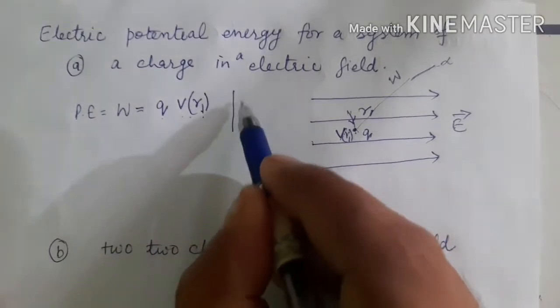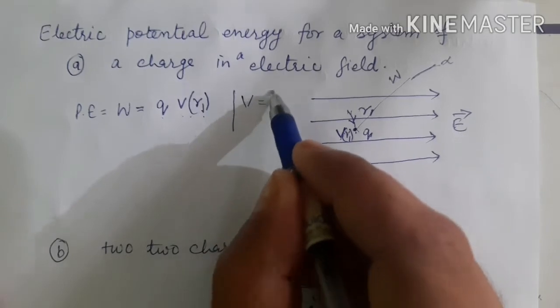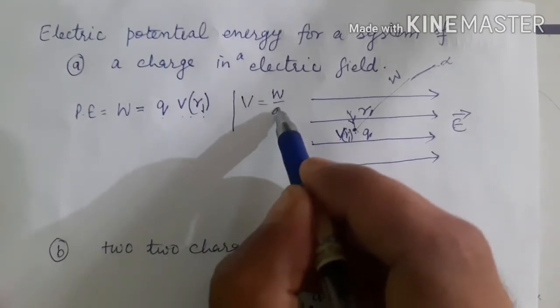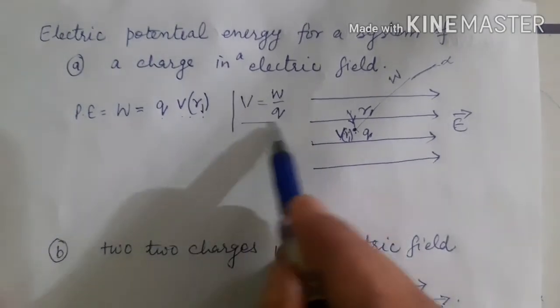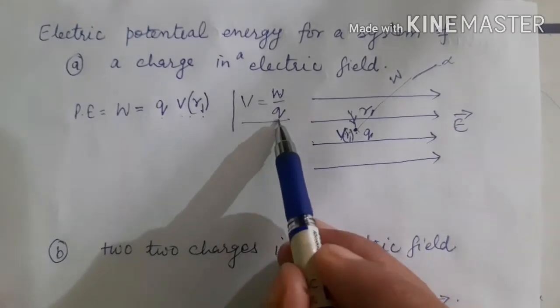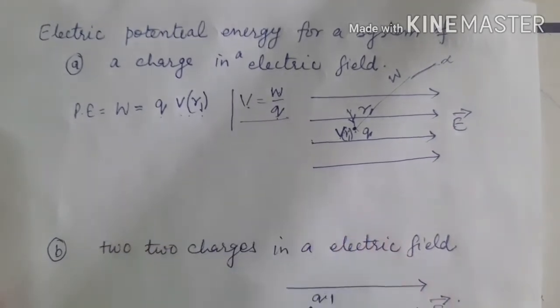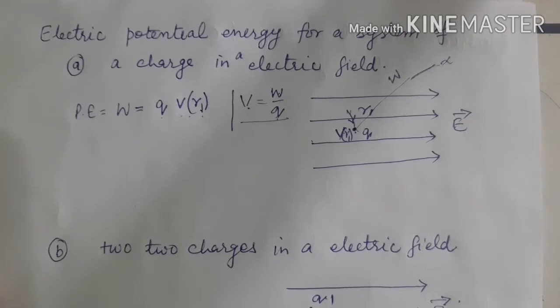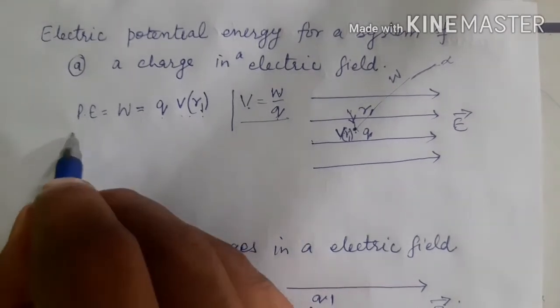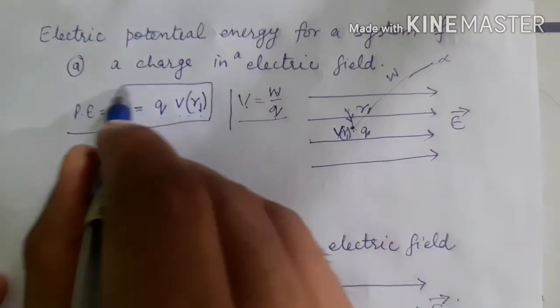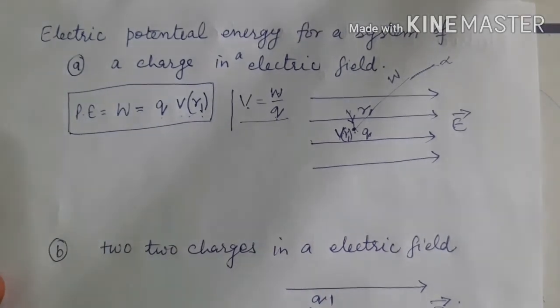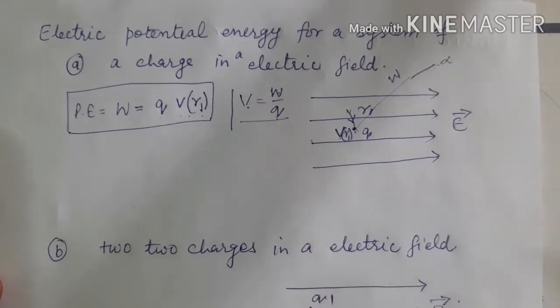We know that the potential is the amount of work done per unit charge. So from here, the work done will be equal to Q multiplied by V, that is potential. So this is your potential energy for a system when a charge is placed inside a uniform electric field or in any electric field. We only have to know the potential at that point.